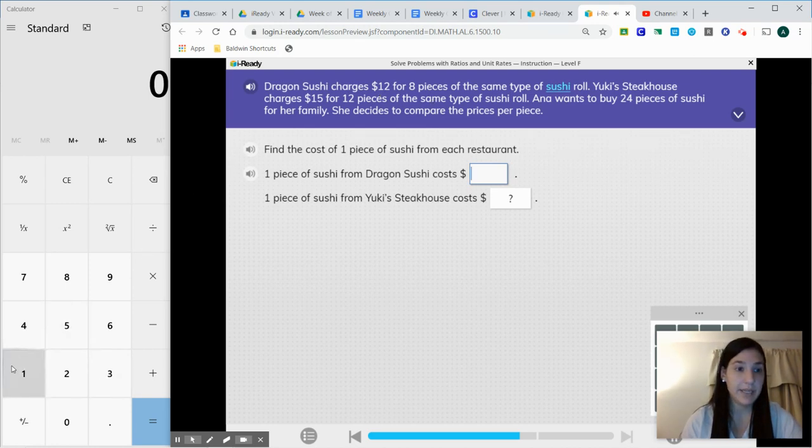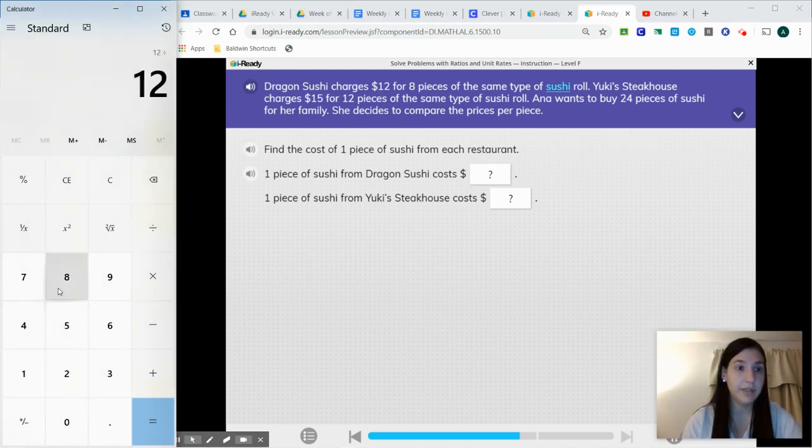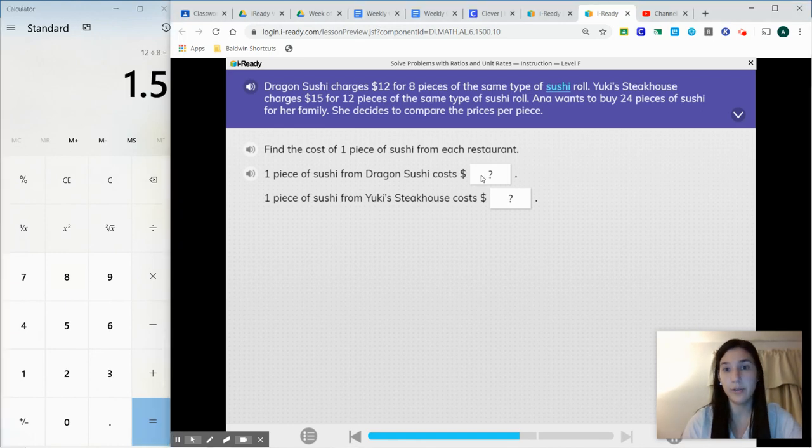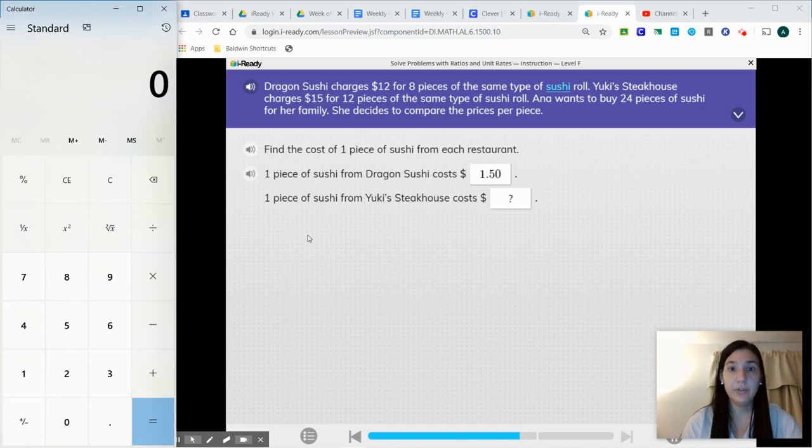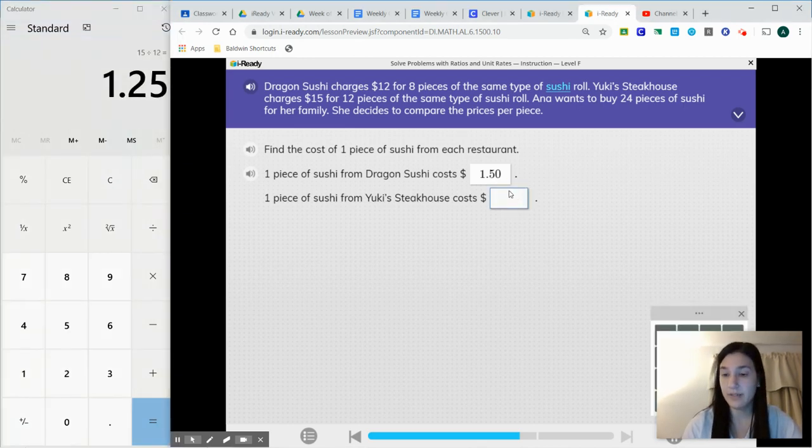$12 divided by 8 pieces. So 12 divided by 8 will give us $1.50. And then over here, Yuki's Steakhouse, $15 divided by the 12 pieces is going to give us $1.25.